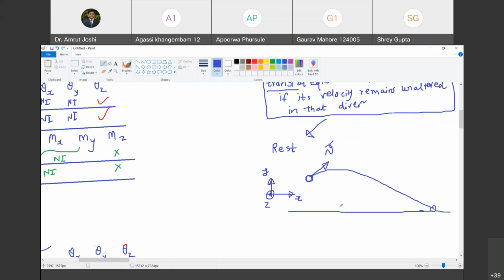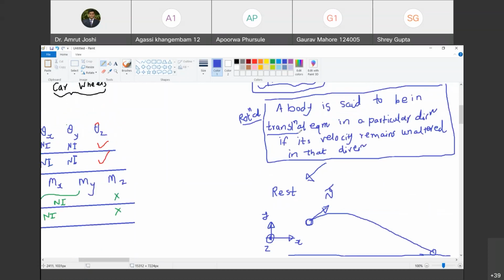What is the velocity of this body in z direction? Zero. And it remains zero throughout the travel. Yes, sir. So is the body in equilibrium in z direction? Yes, sir. Which equilibrium? Translational equilibrium in z direction because Vz is 0 and remains 0. Are you with me? Yes, sir. So it is as if the body is at rest in z direction. Do you agree with me? Yes, sir. So it has a translational equilibrium in z direction.